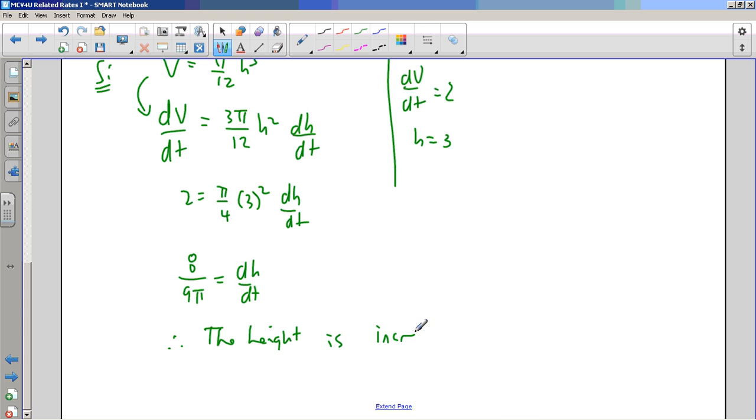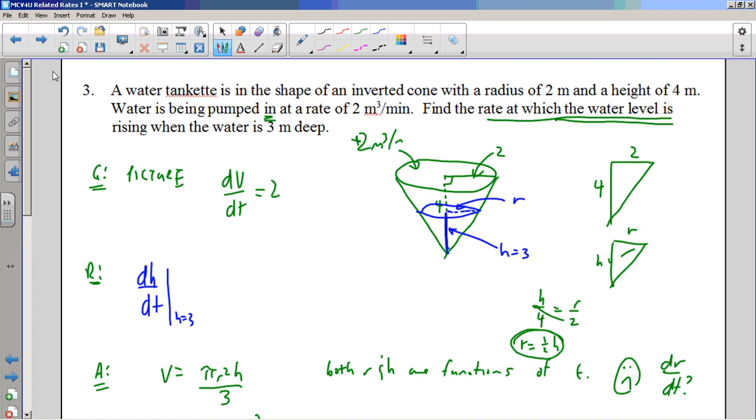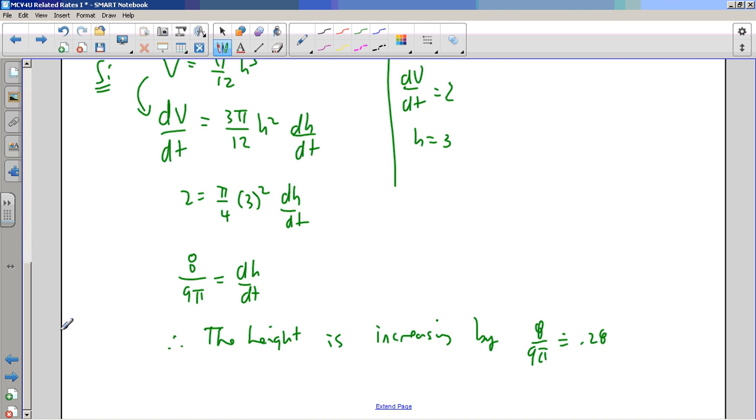The water level is increasing by 8 over 9 pi, which is 0.28-ish. And what are the units? Meters per minute. 0.28 meters per minute, 28 centimeters per minute, when it is 3 meters deep.